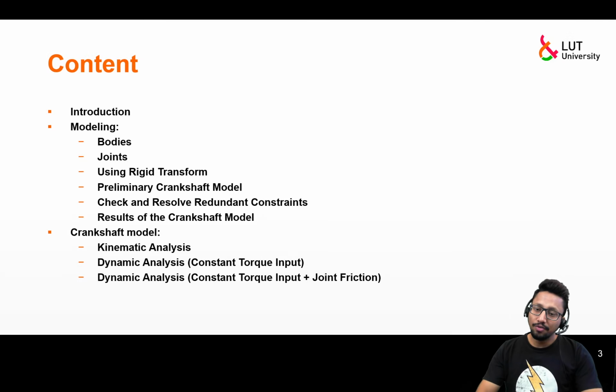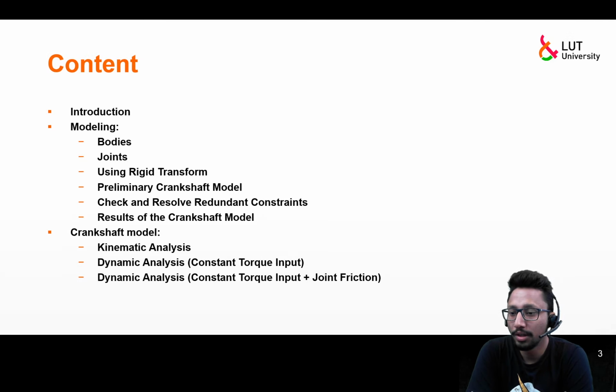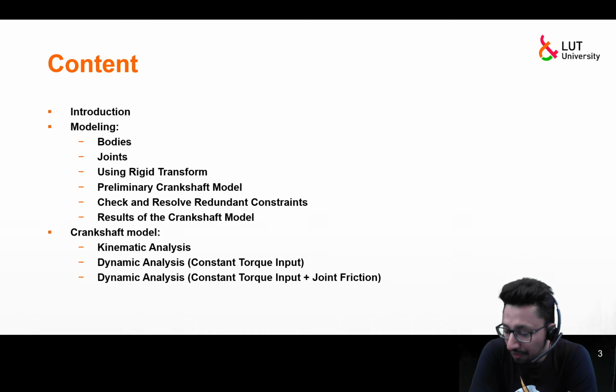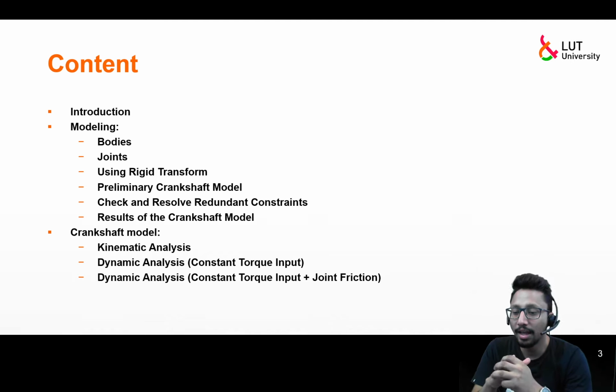So these are the list of contents that I will be covering in today's video. First, we will briefly see what the requirements are in order to model a crankshaft. Then how we can model it using a number of bodies, joints, rigid transforms, get rid of redundant constraints, and plot some results. Then finally we will see how we can carry out the kinematic and dynamic analysis of such a system.